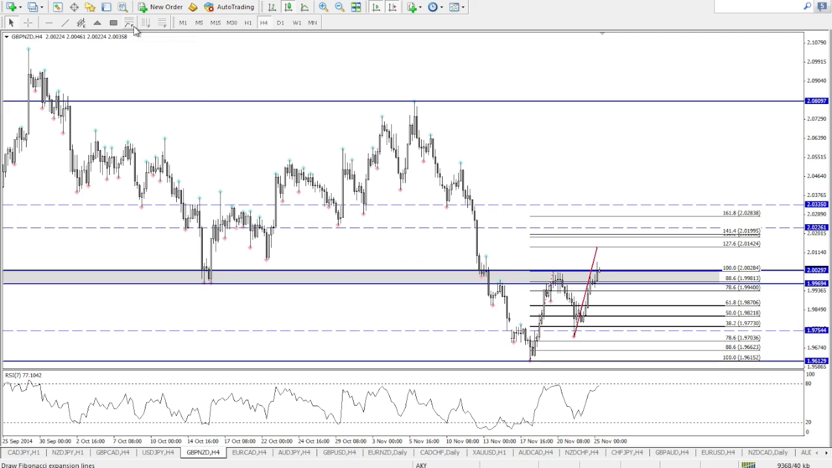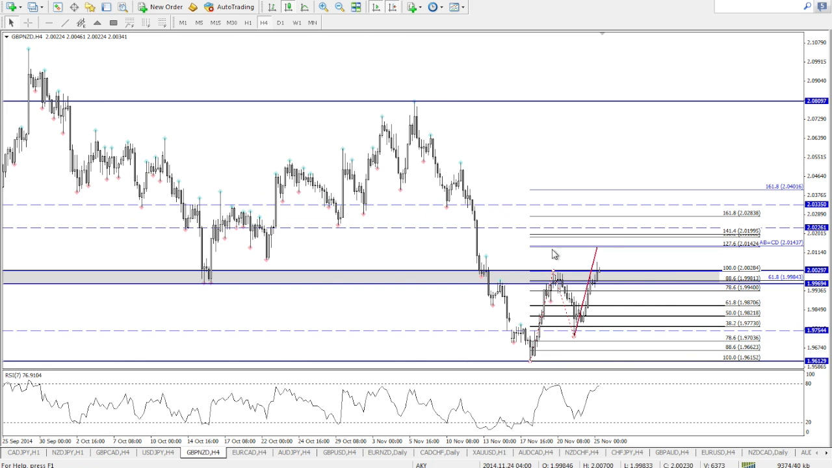What we can do is also use this Fibonacci expansion tool. You drag from your A point to your B point, and then you connect it here. You can see that AB equals CD. This is also a measure of a 1-to-1 harmonic move. So then we have A, B, C, D.